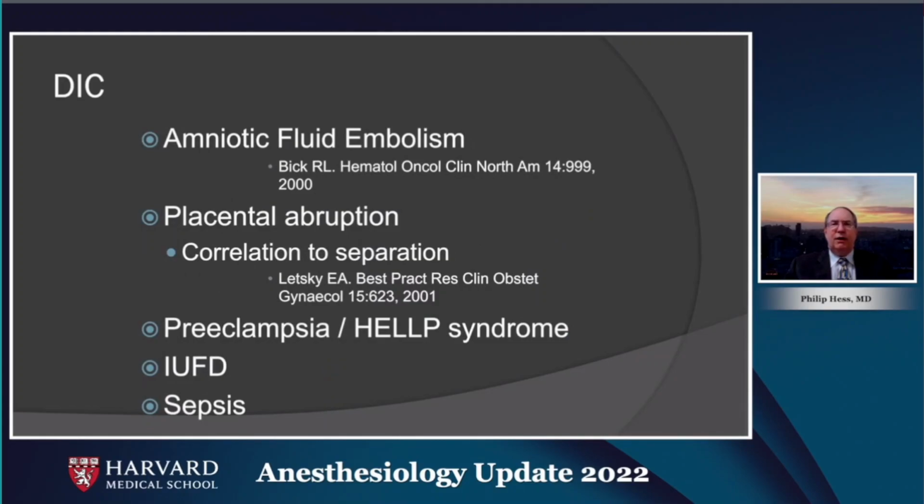DIC can occur in a lot of pregnant states and is probably associated with most causes of maternal mortality. And that includes amniotic fluid embolism, as in this patient, and placental abruption. So the larger the surface there, the more activation and potential for immunogenic response to the placenta. There's preeclampsia and HELLP syndrome, intrauterine fetal demise. The longer that goes on, the more you see a breakdown of the placental barrier and activation of the maternal immune response. And finally, sepsis.